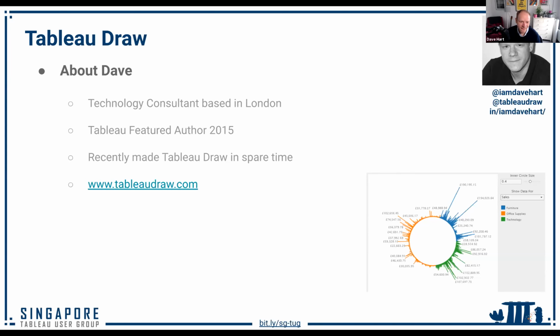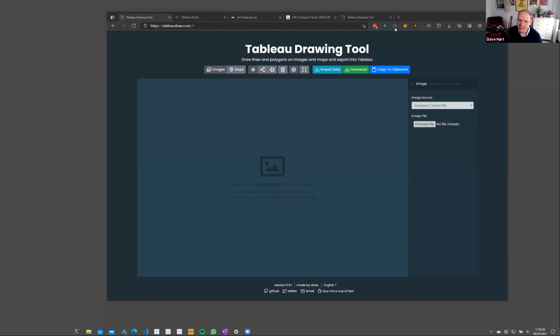Okay, yeah. So portion of screen. So you can go to this, actually, it's free, it's live. It's at tableaudraw.com. The tool is designed to help you create data sets that you can use in Tableau, maybe to give yourself some kind of new visual structure to your data. Essentially, it's creating point data that you can bring in.